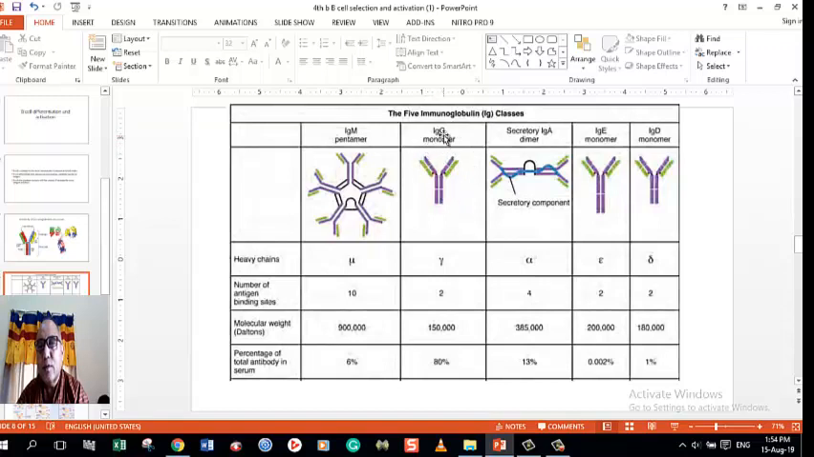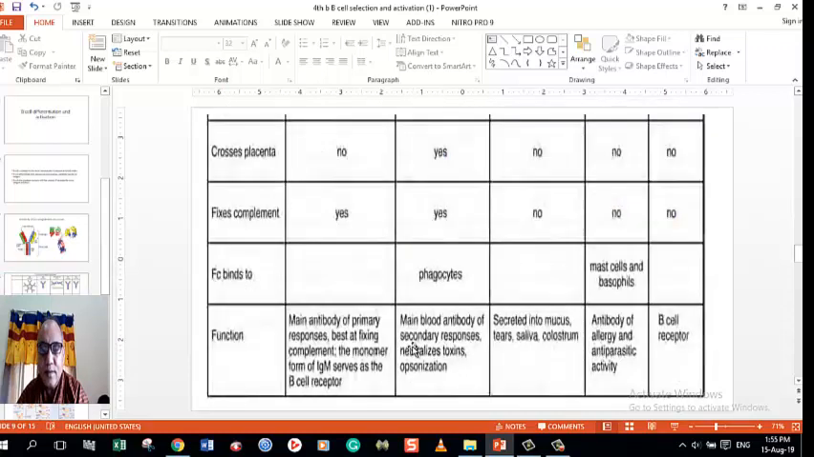Monomer is immunoglobulin G, and this is secretory IgA, which is a dimer because there are 2 joined base to base. And there is another monomer, which has a different function, IgE, and there is the IgD monomer. So there are 3 monomers, 1 pentamer and a dimer. This is just for the count, in case you are asked. But what is more important here is the function of each one.